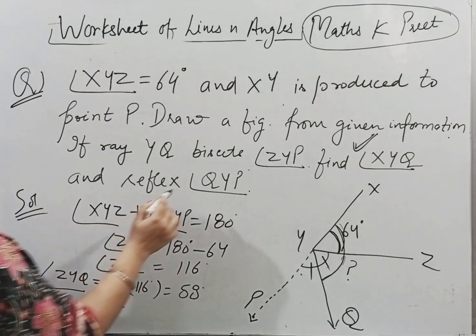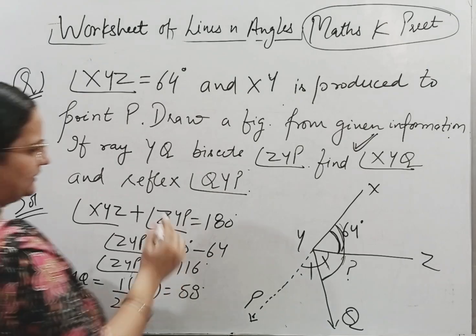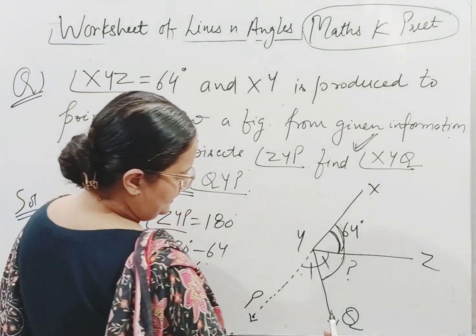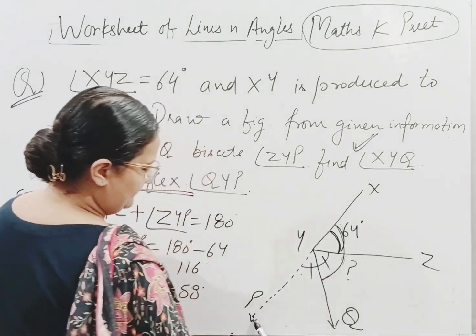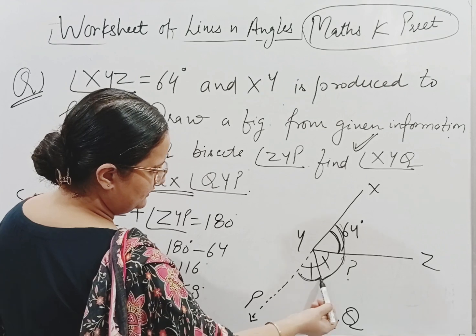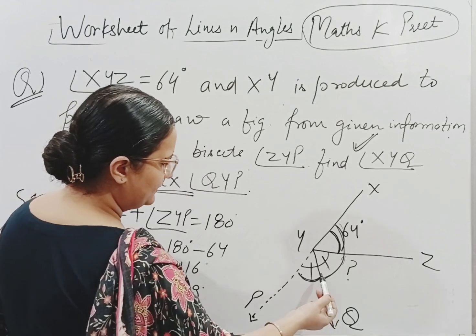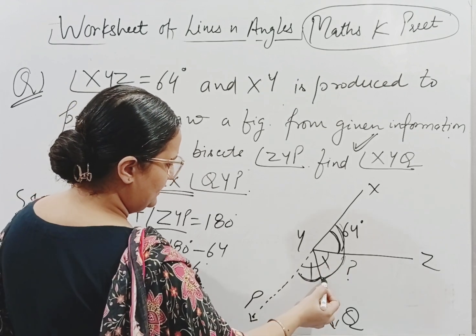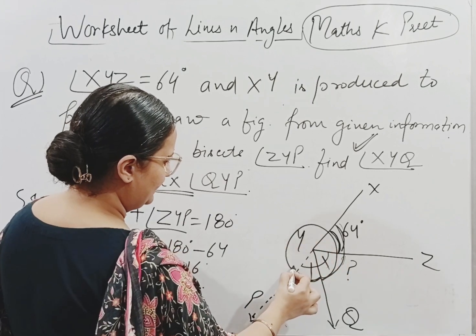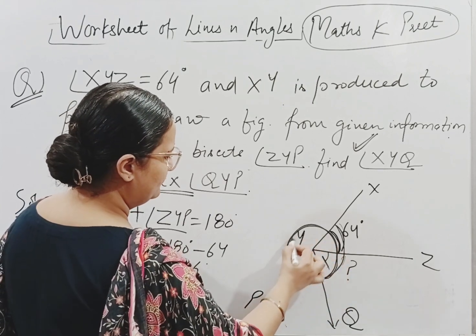Now we have to find reflex QYP. This is not a reflex angle, this is an acute angle. It's clear from the figure. We have to find the reflex, so we have to go this way. QYP, this measurement we have to find.